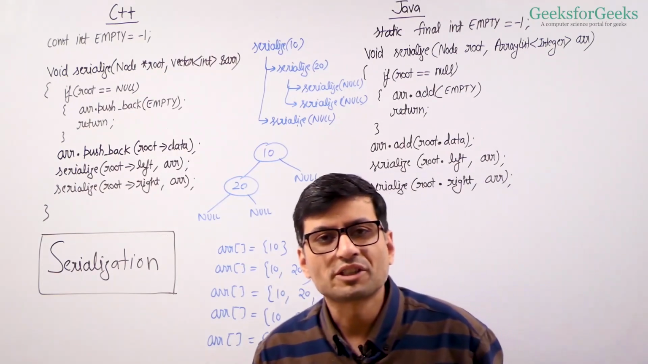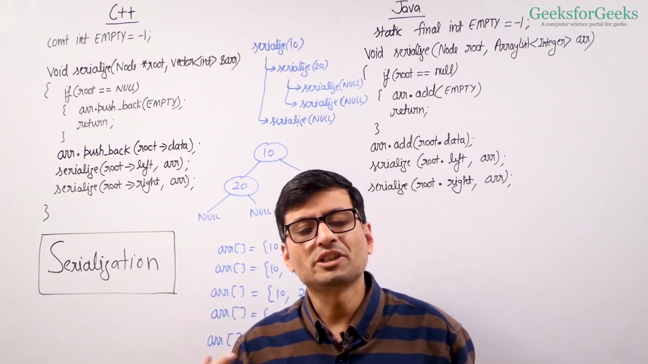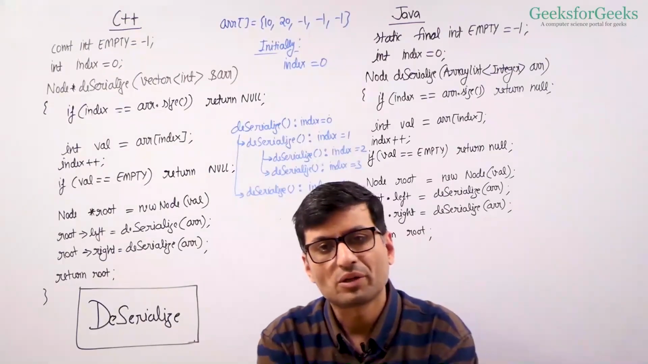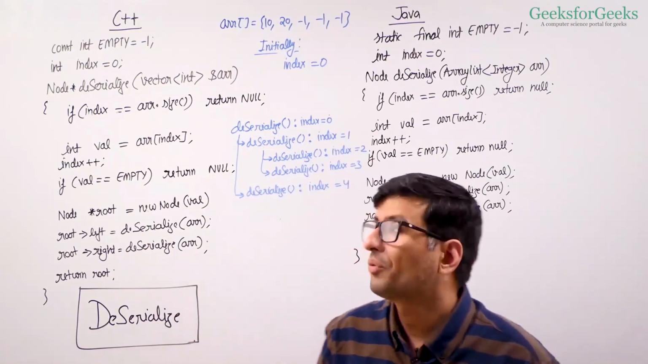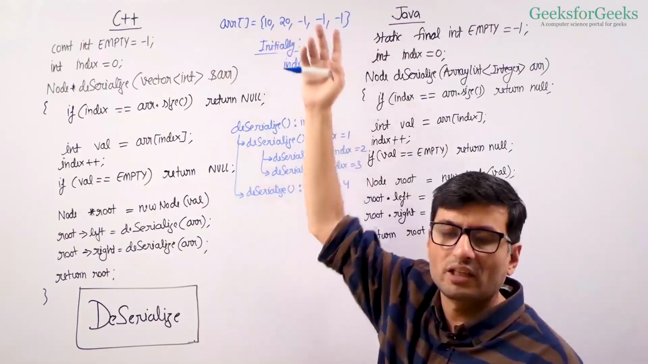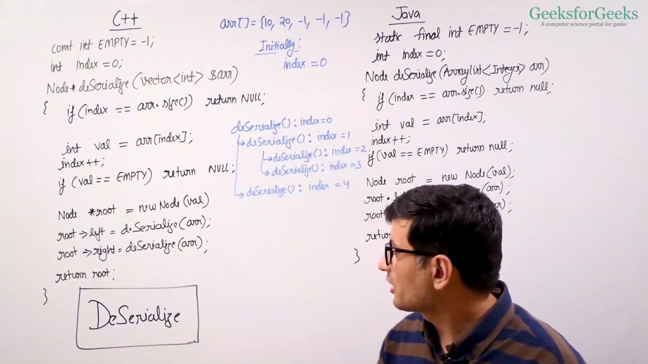So we have now talked about serialization. Let's now move to the deserialization part. Let us now talk about implementation of deserialize function. So here we are given an array like this and we are supposed to construct the tree.